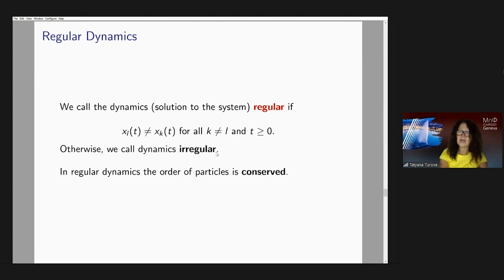Regular, that's a question to take care of in the real system, so that the particles do not go through each other. For particles not to go through each other, either we have to impose a condition that they never come to the same point, or if they collide, then they have to be elastic, we have to impose elastic collision, for example.